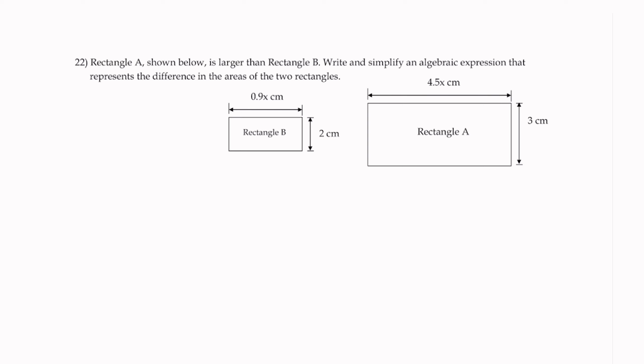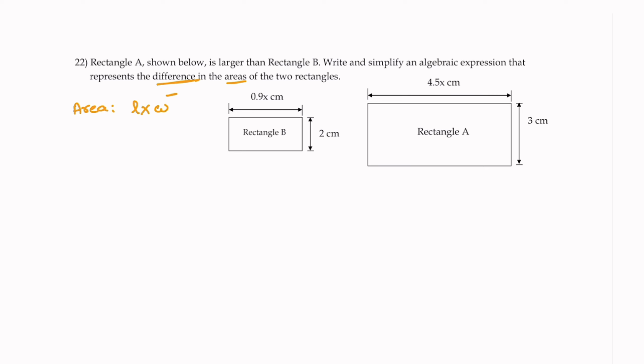And here comes the last question. Rectangle A shown below is larger than rectangle B. Okay. Write and simplify an algebraic expression that represents the difference, which means minus, in the areas of the two rectangles. So we need areas and we have to have the difference between them. And what's the formula for area? How do you find area for a rectangle?